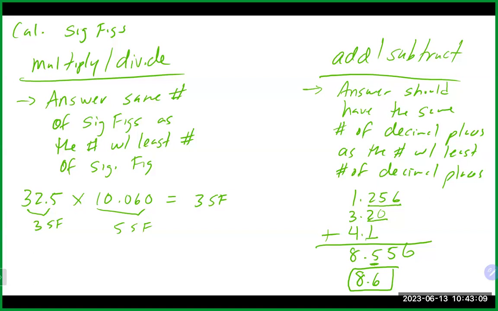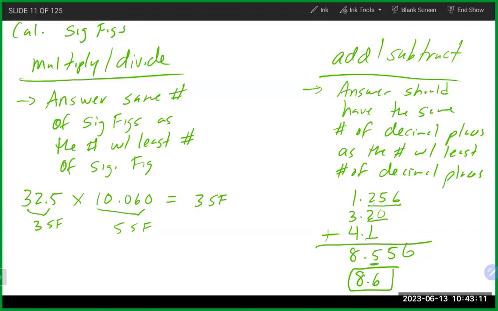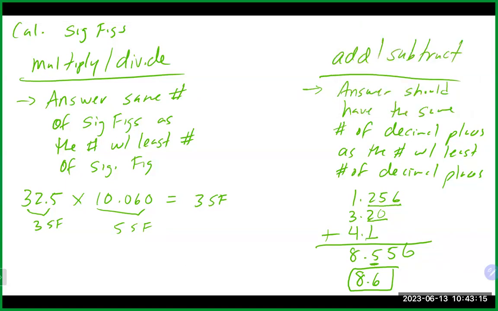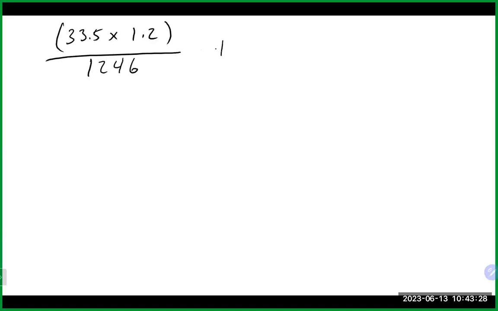If we did a combination of multiple things together, like I said, you would want to keep track of it. So why don't we just take a look at one here? Let's just say we were going to take 3.5 times 1.2. We'll divide it by 1246. Then we'll add it to 1.32. All right, see what you come up with. I will as well, because I'm not even sure what we got going on here.